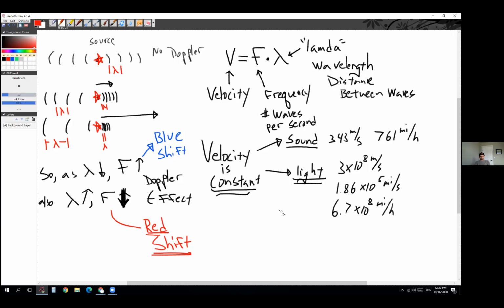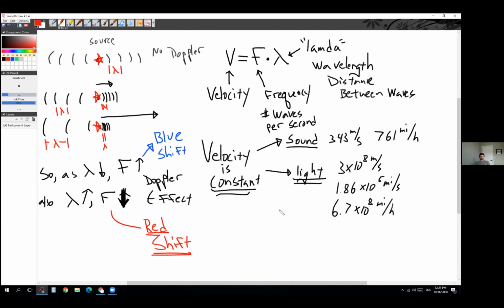We can also use this Doppler effect to show that galaxies are rotating, because if I look at one side of the galaxy, the stars are blue shifted. That means they're coming towards me. And if I look at the other side of the galaxy, the stars are red shifted. That means they're moving away from me.